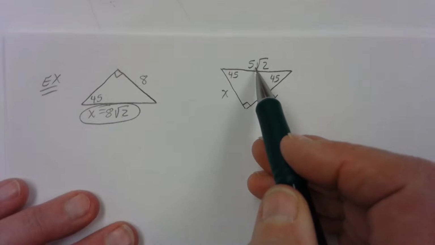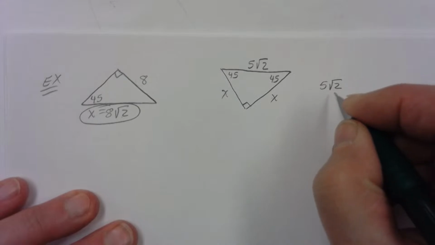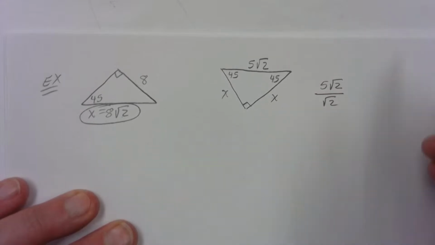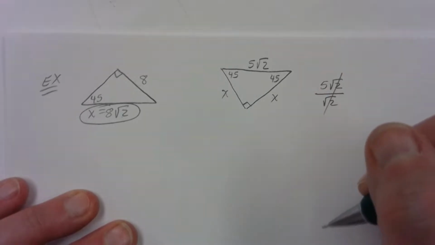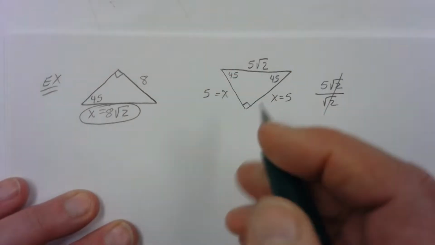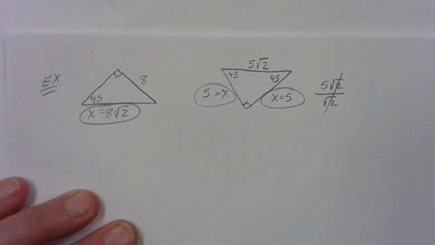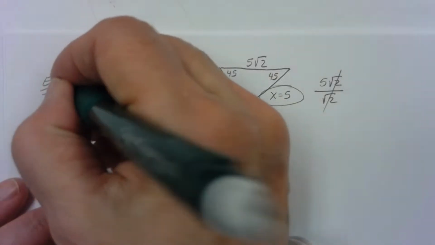How do I get back to a leg? I divide by root 2. I take whatever the hypotenuse is, and I divide it by root 2. Oh, and look at that. Isn't that nice? Those cancel clear out. And so x equals 5 in both cases. So that one was nice. Both cases because they're both x. So that was example 1.